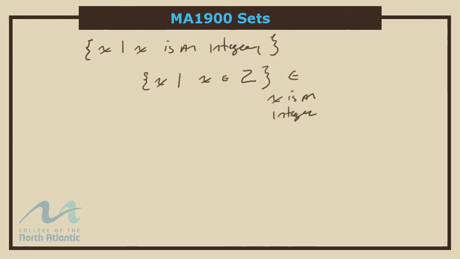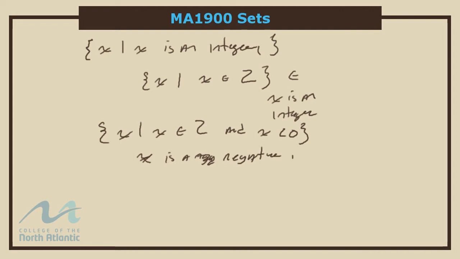Now you'll also see extra things that get tacked onto it, something like x where x is part of Z, in other words x belongs to the integers, and x is less than 0. So now what you have is the definition of negative integers. That means x in this case will be a negative integer.